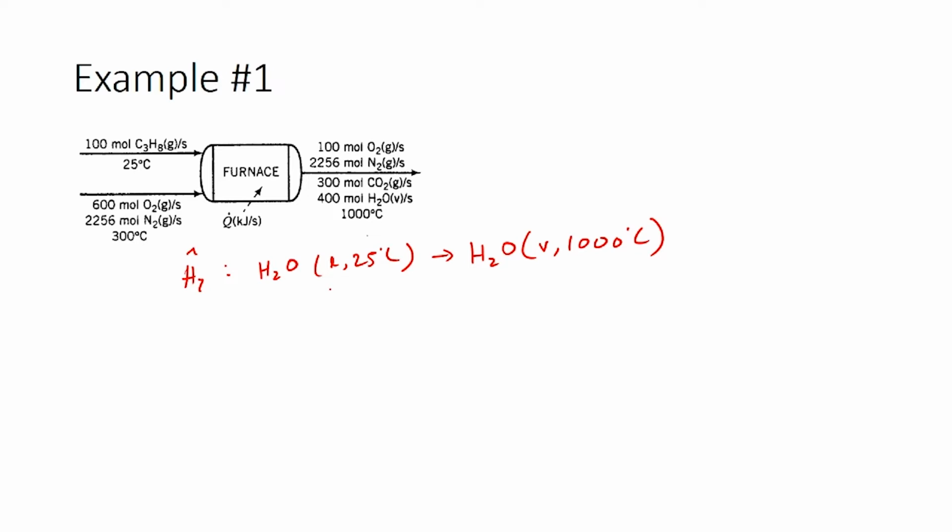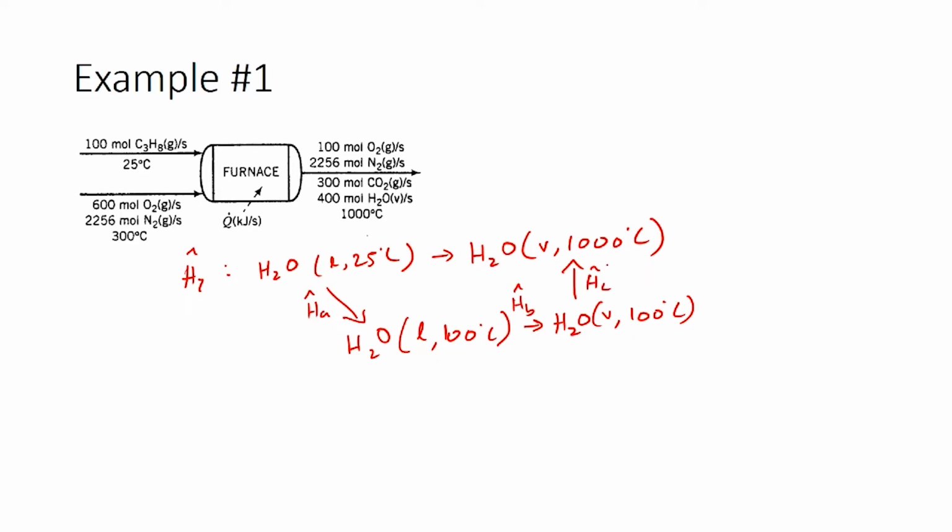The hypothetical path would be: water liquid at 25 degrees Celsius goes to water liquid at 100 degrees Celsius, from where it goes to water vapor at 100 degrees Celsius, and from here it goes to water vapor at 1000 degrees Celsius. So, let us call these steps HA cap, HB cap and HC cap.